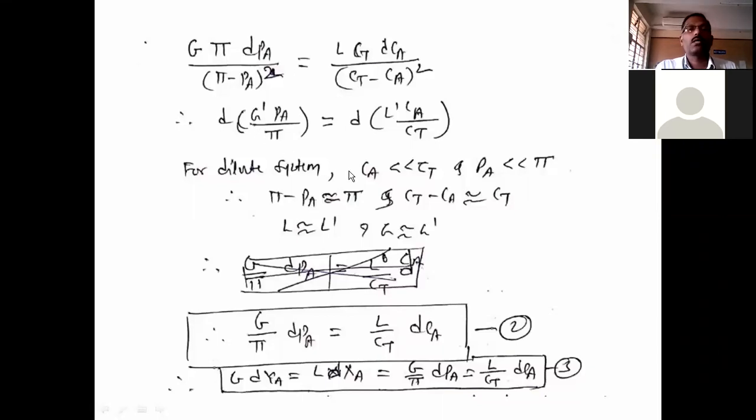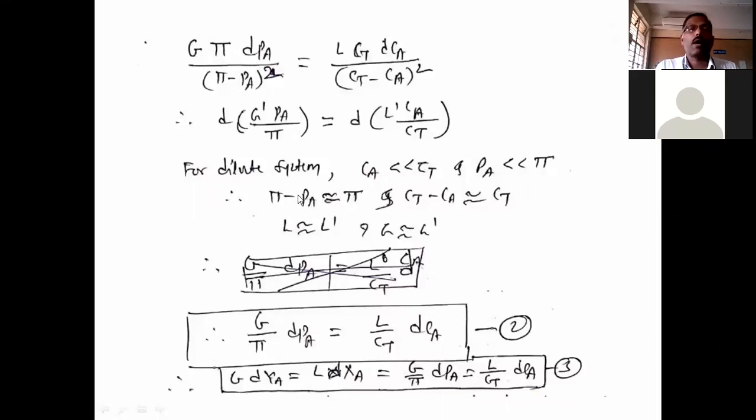Here G and G dash are nearly equal, because why? For a dilute solution, Ca is much less than Ct, and Pa is much less than pi. This is for dilute solution, meaning very low concentration, so the partial concentration is small as compared to the total.